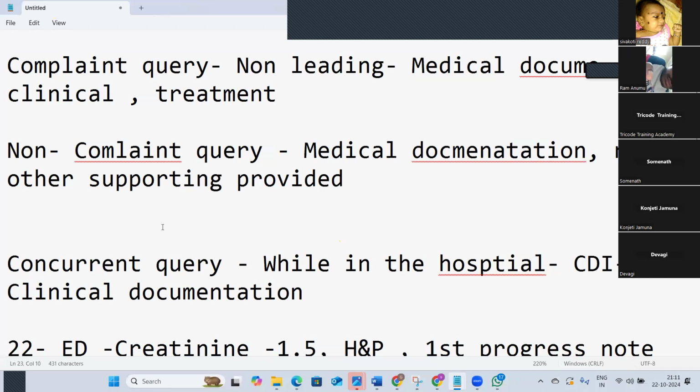Only for a non-compliant query, we don't need to give all the details. See, a non-compliant query we should not raise at all. It's not a type of query. Don't think it is a type of query. We just should not raise it. I was just giving the difference between what a compliant query is and what a non-compliant, leading query is. We should not raise a non-compliant, leading query.